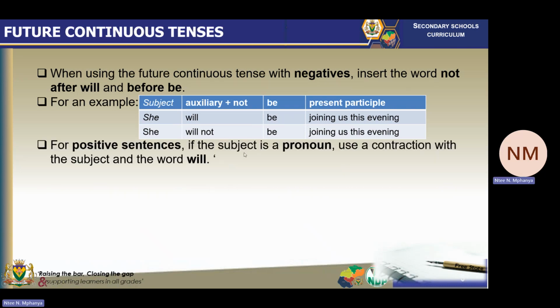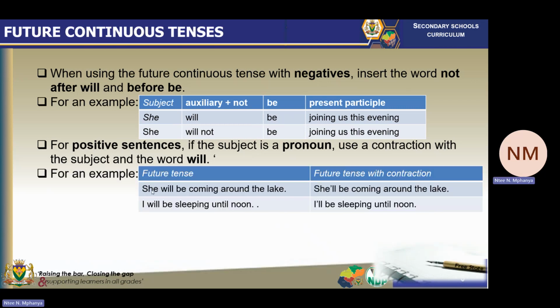For positive sentences, if the subject is a pronoun, use a contraction with the subject and the word will. This is the subject and this is the word will. Now we want to use a contraction. This is the contraction. She will be coming. Now we are going to contract she will using the what? The apostrophe. Then we have she'll be coming around the lake.